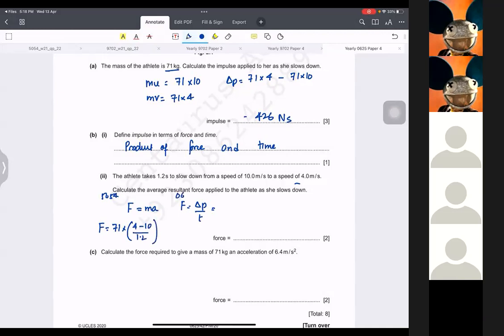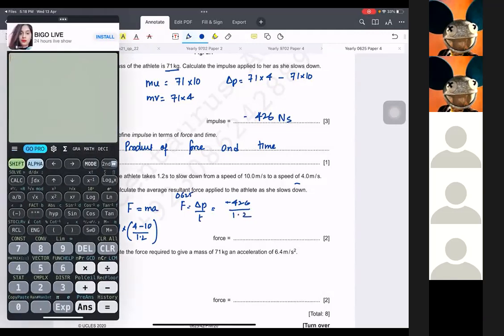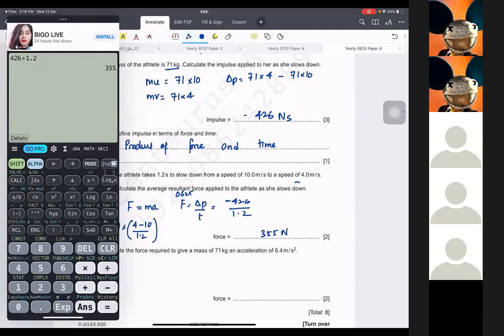For 5054, you can do both basically. Change in momentum was minus 426 and divided by 1.2 directly. So whatever you do, the same answer will be there. So 426 divided by 1.2. This is 355 newtons, right? And you can check it from this one as well. It will be the same.